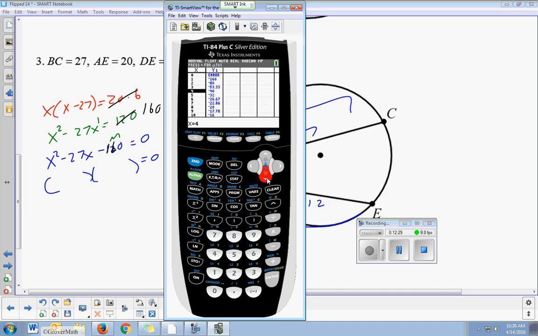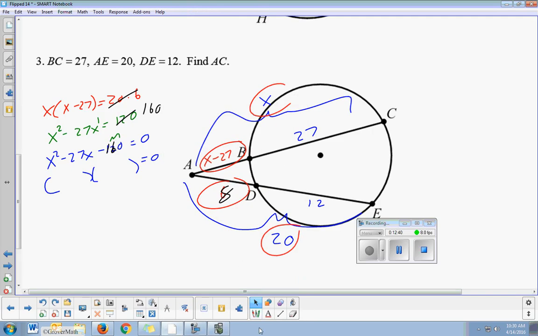Let's see if we take 5 away from negative 32. That will do it. So that's it right there. This combines to be negative 27, 5 and negative 32. So that means my factors are x minus 32 and x plus 5.